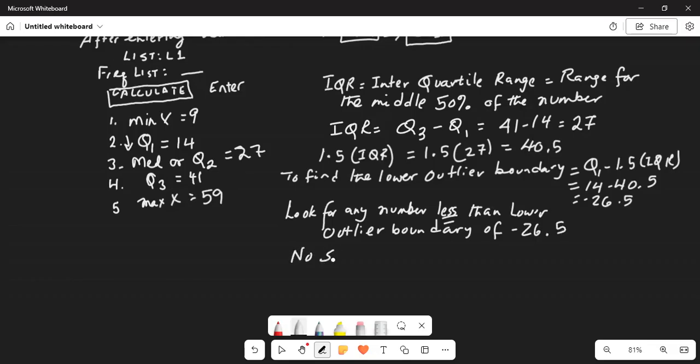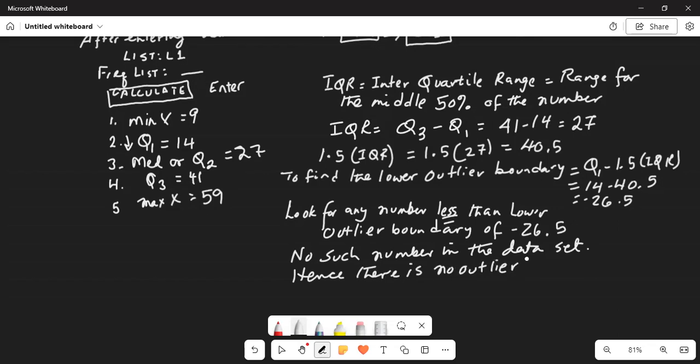No such number in the data set. Hence, there is no outlier on the left. So this we did by the lower outlier boundary.